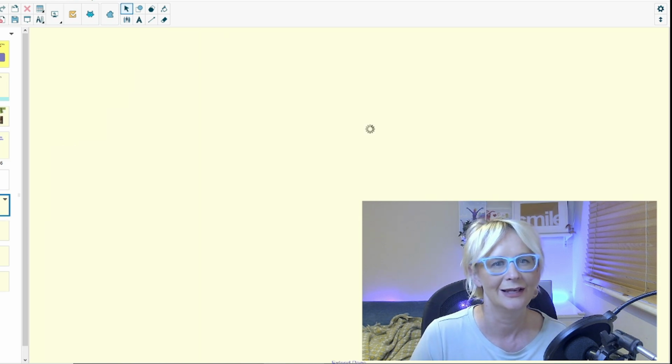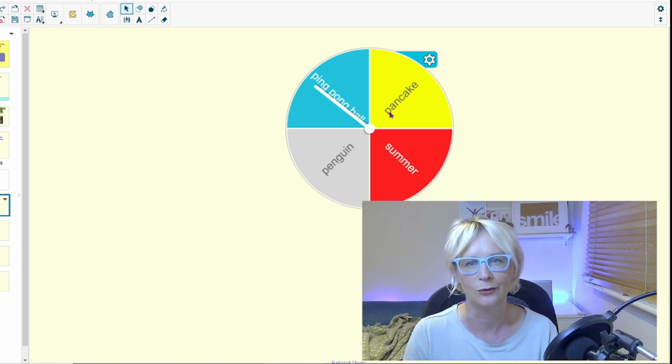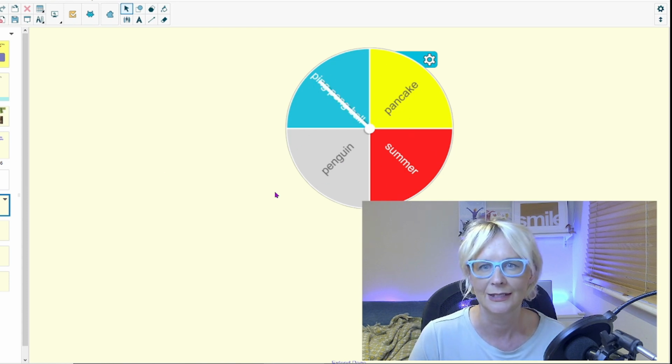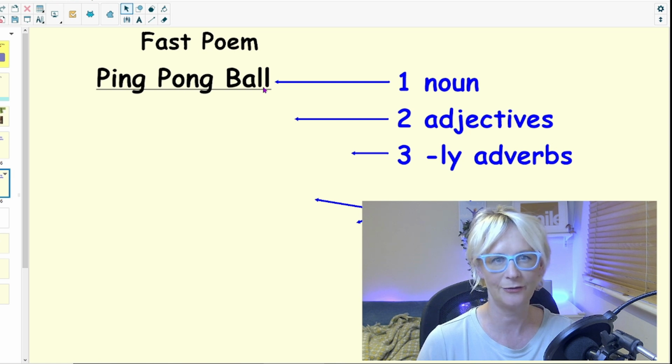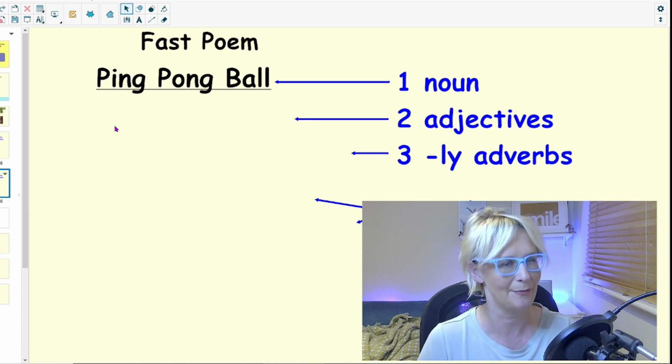Let's do it. Okay, so I've got this little spinner, which is pretty cool. Hope you can see that. Let's spin it round. Ping pong ball, awesome. Right, let's start. Okay, so we've got our title there, that's a noun. Now we're going to think about two adjectives to describe that ping pong ball.